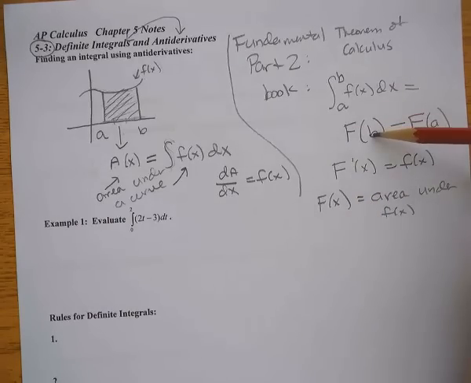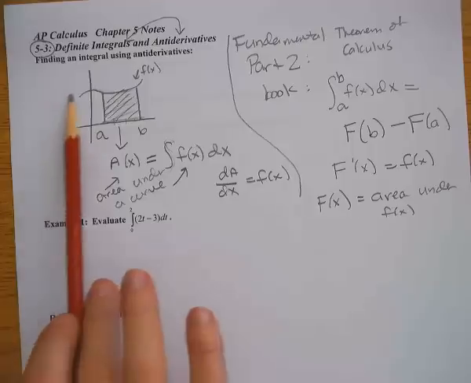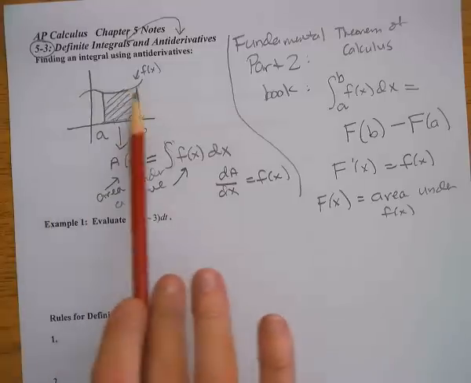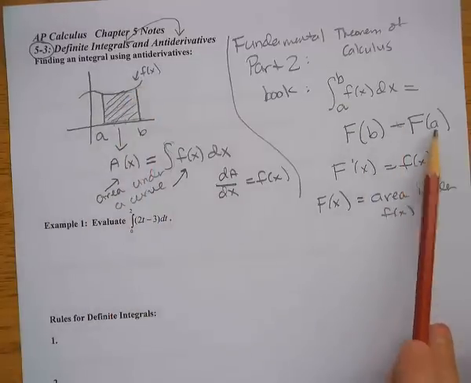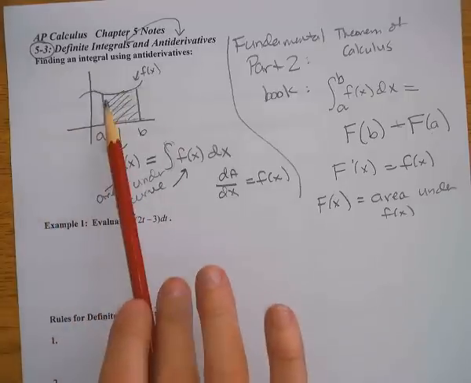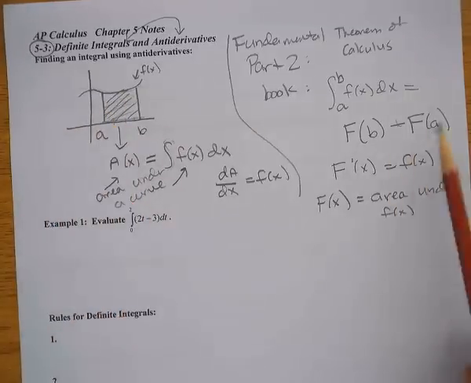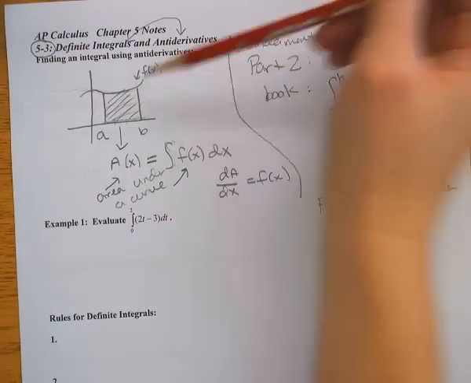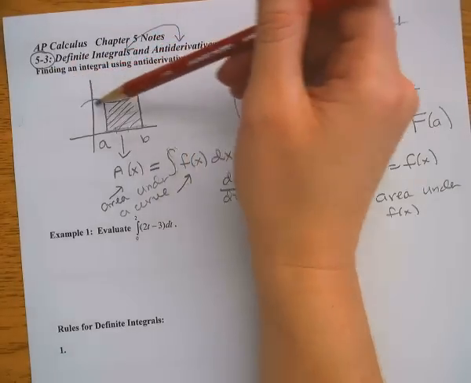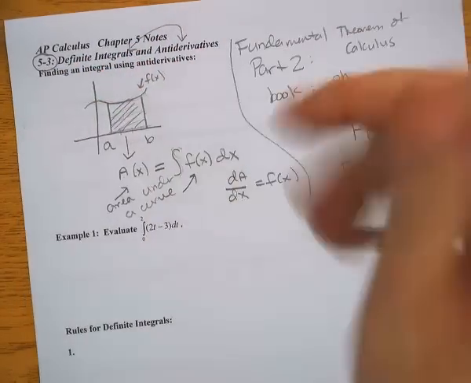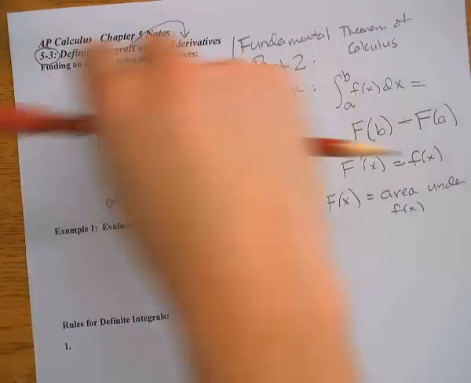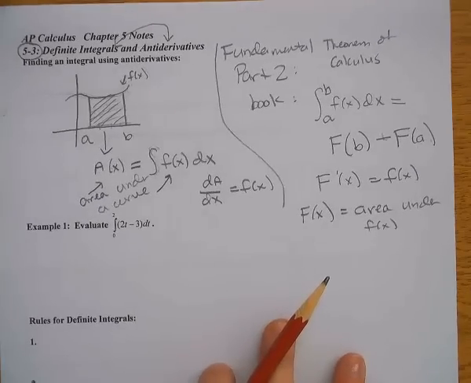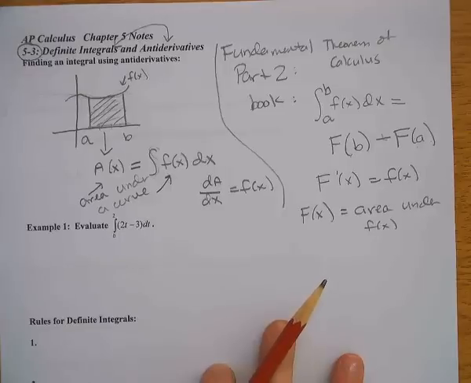So you could think of F of b as all of the area under this curve from negative infinity till b, so to speak. Subtract away all the area under the curve of f from negative infinity to a. That's how you can think of these two values. So F of b is all of the area under the curve from negative infinity to b. Capital F of A is all the area under the curve from negative infinity to A. And if I subtract all of this by all of that, I would just have the area between A and B. So that's just the general idea of the fundamental theorem of calculus part 2.